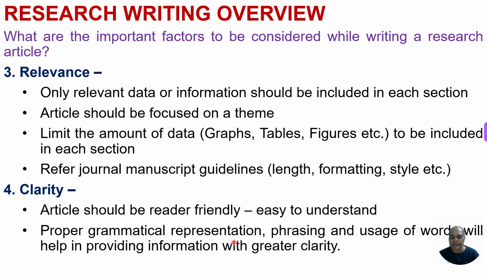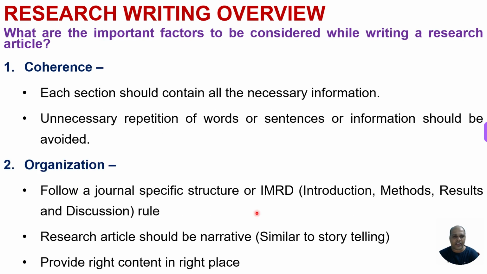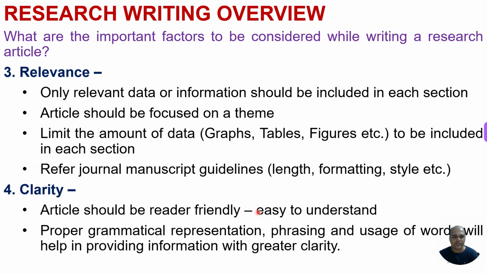Proper grammatical representation, phrasing and usage of words will help in providing information with greater clarity. So we should try to write the article with grammatical representation, proper framing of sentences and proper usage of words. It plays a very vital role. Then only the reader will find it easy to understand the concept we are trying to tell in our research article. So these are the 4 important factors: coherence, organization, relevance and clarity. These 4 factors should be considered while writing a research article.